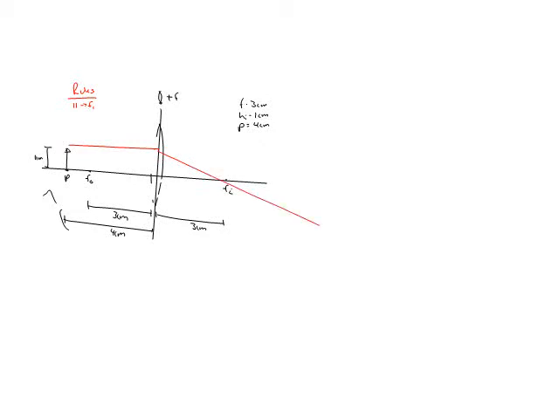If you don't like making the dotted lines, that's okay. You can make them solid. It's not that big a deal. It just indicates that this is the virtual side and this is the real side.